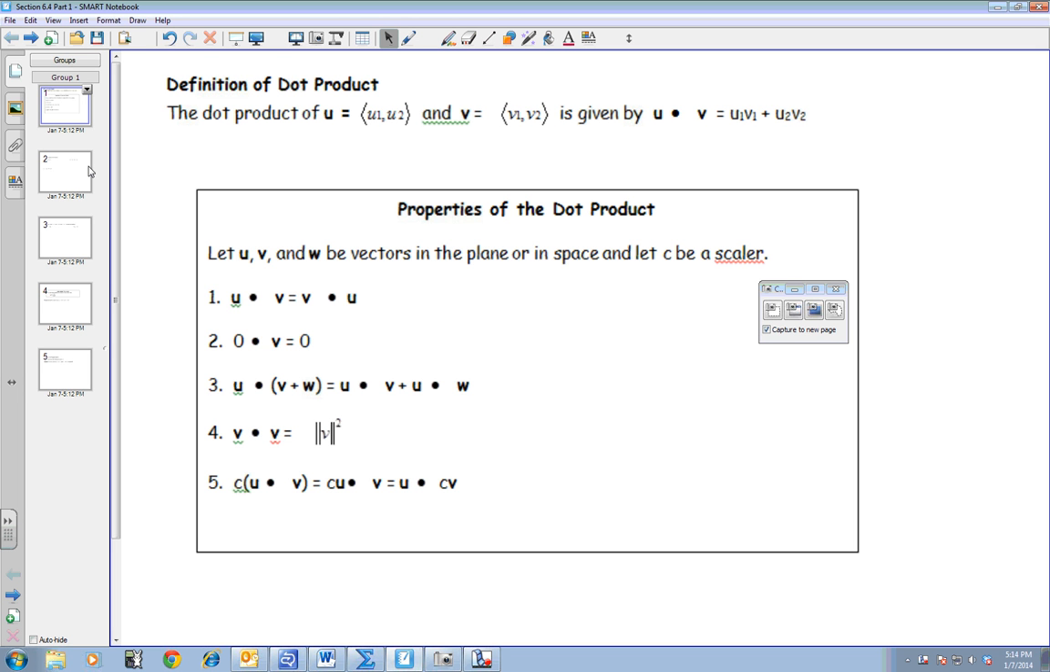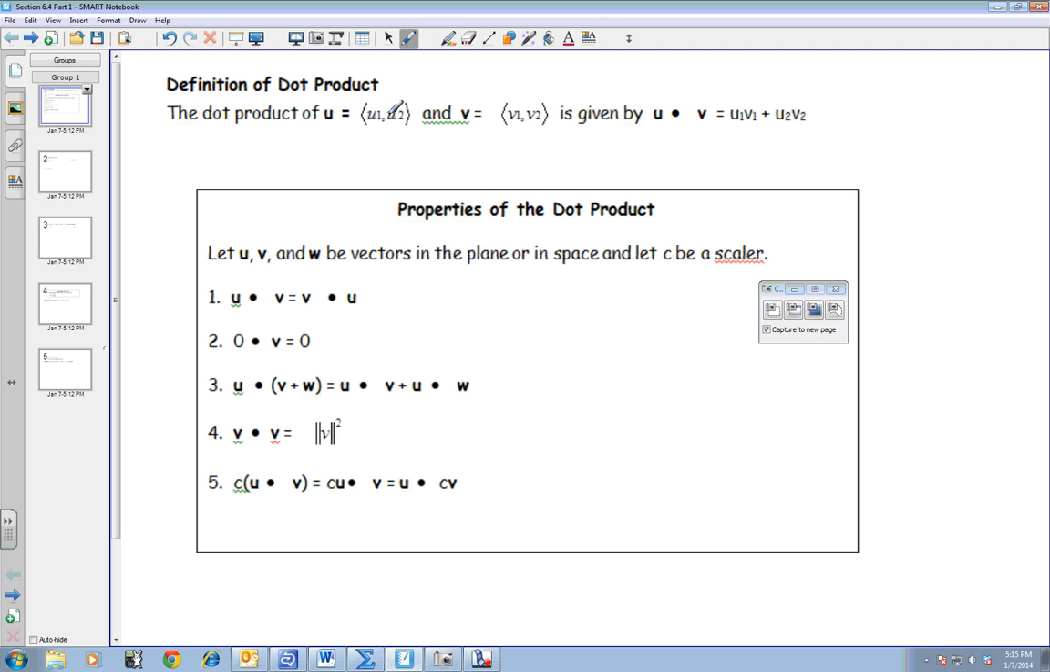So on this first part, we're just going to use basic properties of the dot product and just do basic math for you to get used to it. And then the next section, part 2, we'll be doing some word problems and see how they actually apply. So the first thing we're going to talk about is the definition of a dot product.